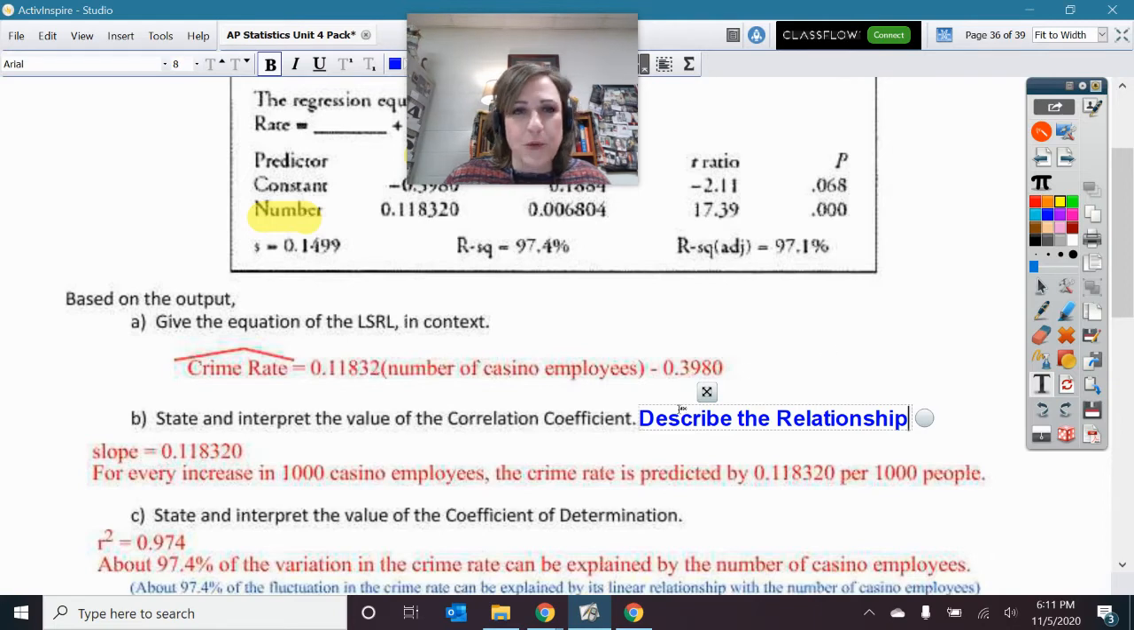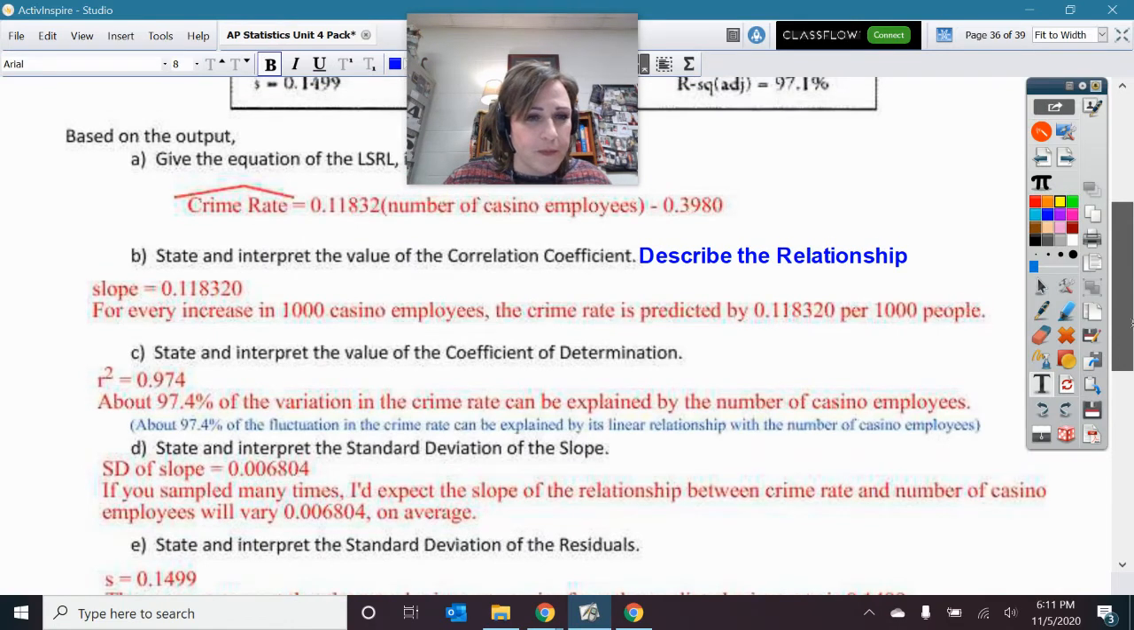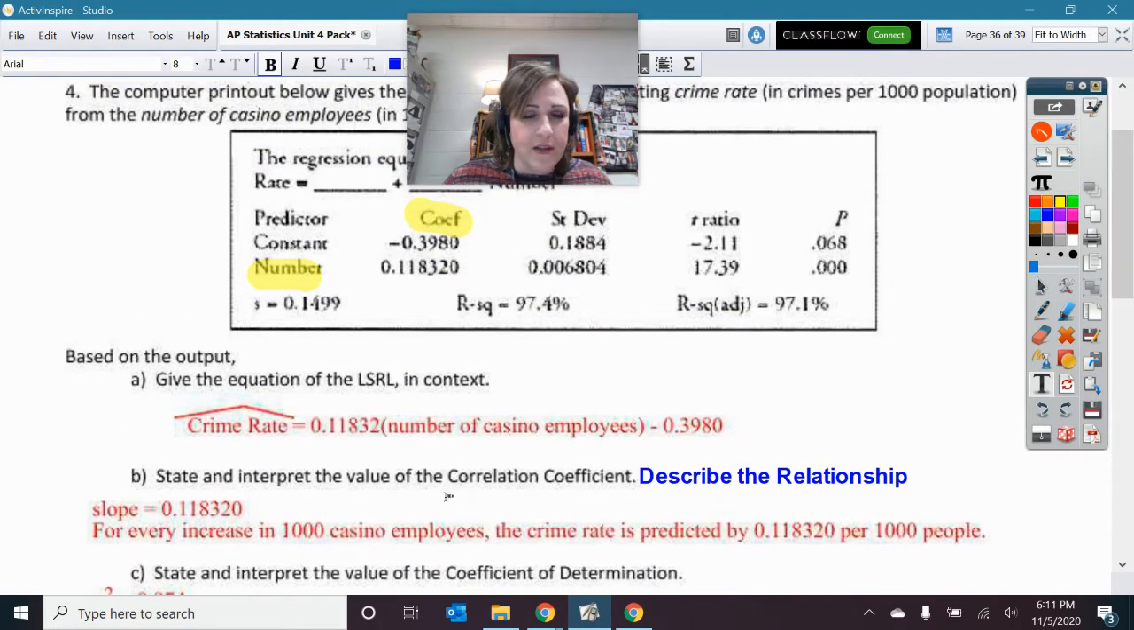So anyway, with this, what's our correlation coefficient? Our R squared was 97.4, so our R should be the square root of 0.974. Okay, so here we go. The square root of 0.974 is 0.987.